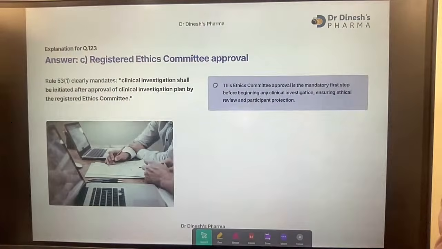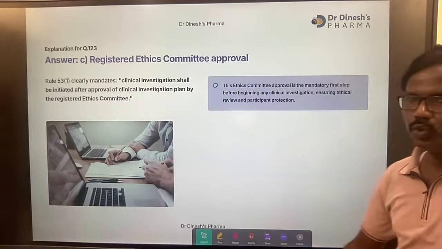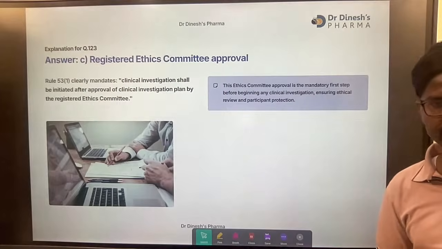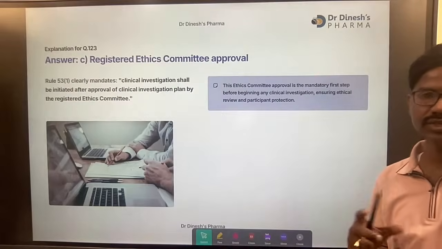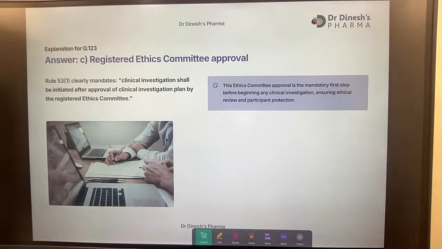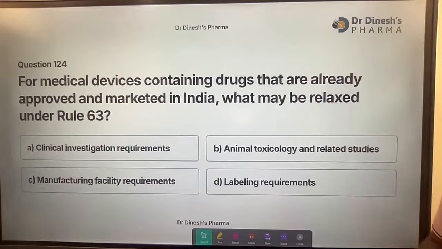Okay, the right answer is C, registered ethical committee approval. Rule 53 clearly mandates that clinical investigation shall be initiated after approval of the clinical investigation plan by a registered ethical committee. Okay, then only you initiate the investigation, because you must submit all the data approved by the ethical committee, then go to the licensing authority, because they do not know anything, right? Again, they will just regulate. The ethical committee approval is the mandatory first step before beginning any clinical investigation, ensuring ethical review and participant protection. Many made this wrong answer in the exam.